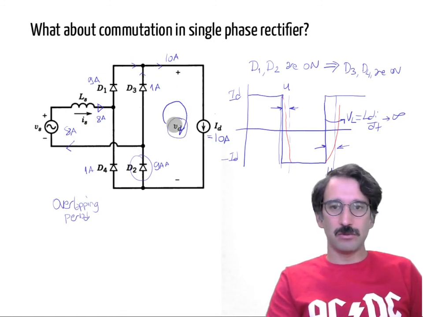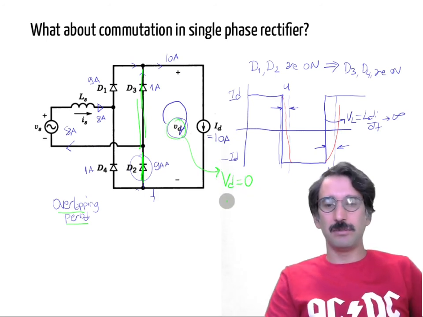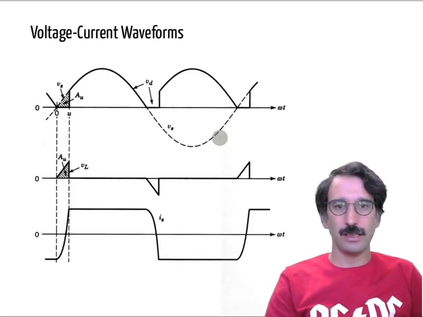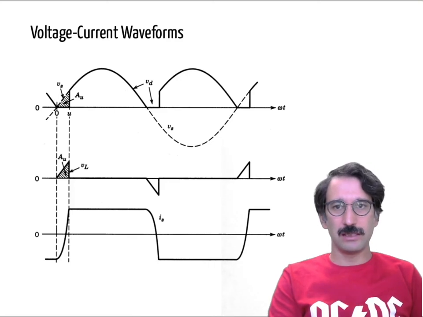But what about the output voltage? If this is our reference voltage, 0 voltage, D2 is conducting during the overlapping period, and D1 is also conducting. So basically during the overlapping period, VD will be 0 again. If you are convinced about that voltage, this will be the waveform I will get without commutation.